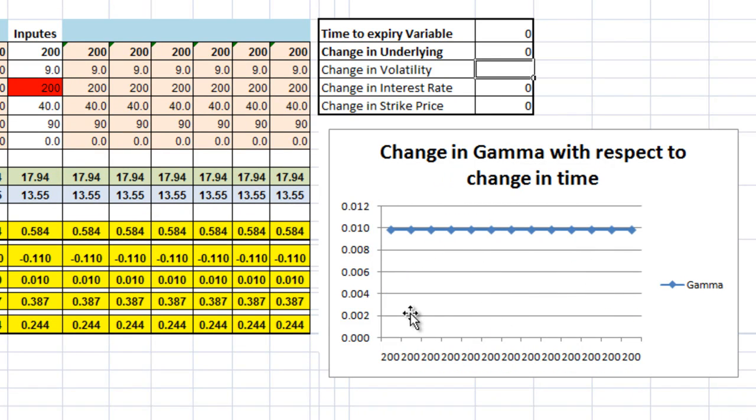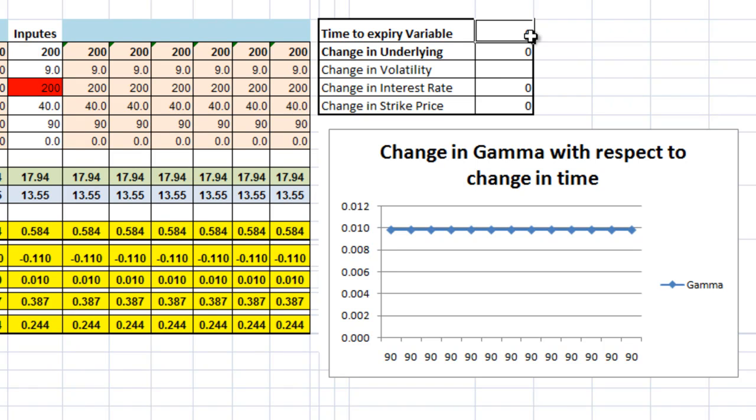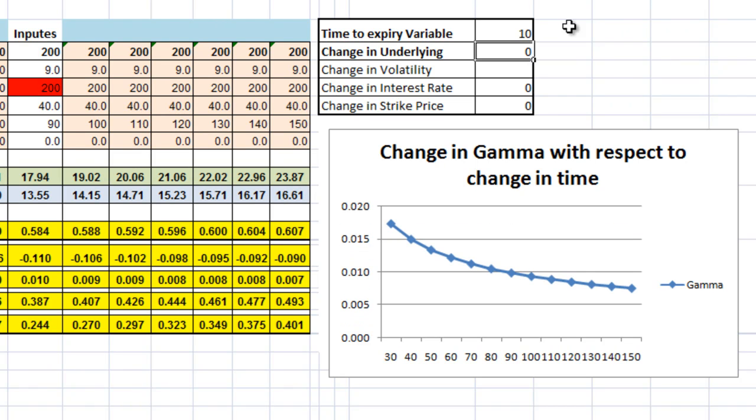Let's understand change in gamma with respect to change in time. All other variables remain the same, and what I do is I change the time. Now I see here the inputs: the time is increasing for different contracts.